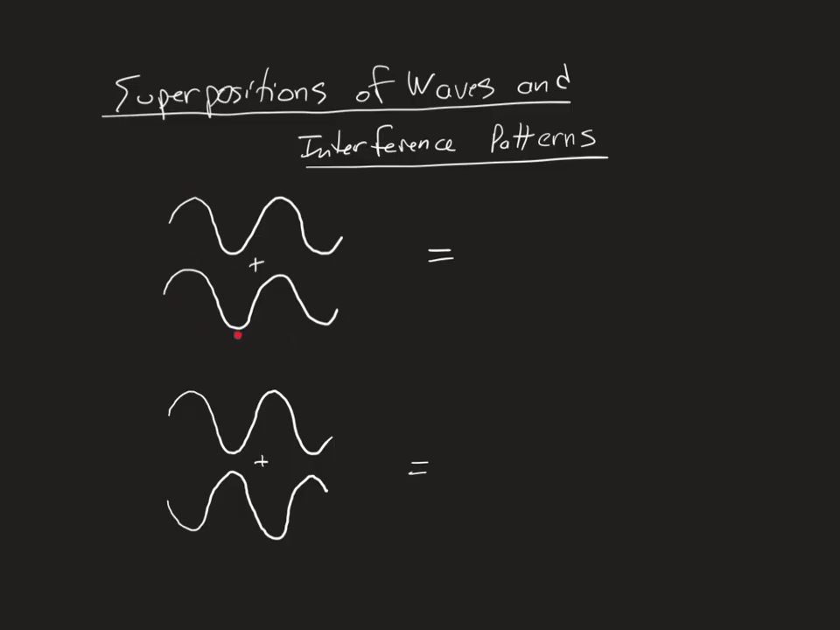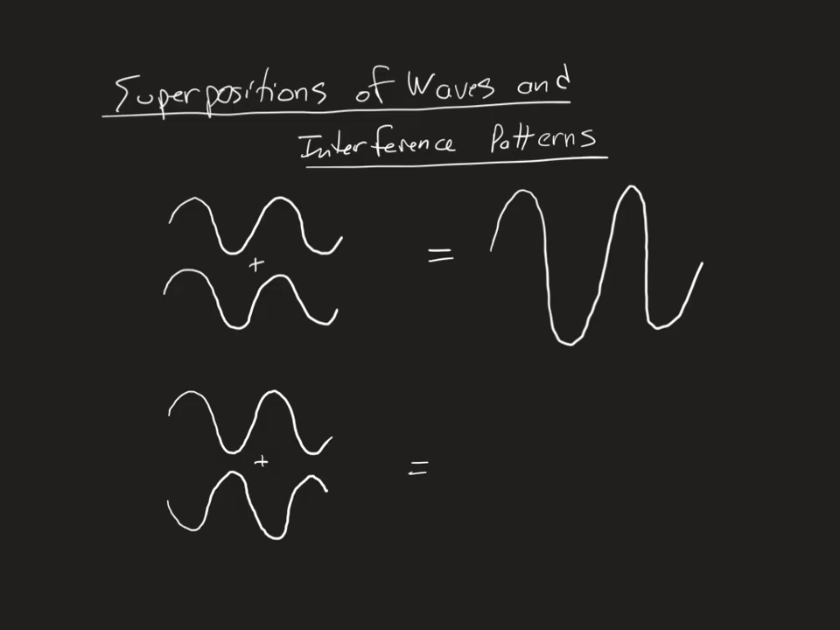So the maxes are lined up and the mins are lined up. Or I'm going to add a wave which is completely out of phase with the other wave, meaning that the max is lined up with the min, min with the max, max with the min, and so on. You can probably tell what's going to happen here. These waves are going to add, so the max is going to get twice as big and the min is going to get twice as small, and excuse the drawing, but it's going to look something like this. Exactly the same, but twice as big in amplitude.